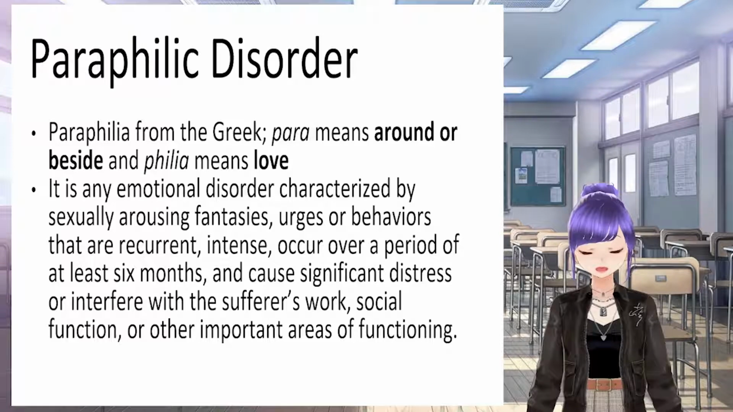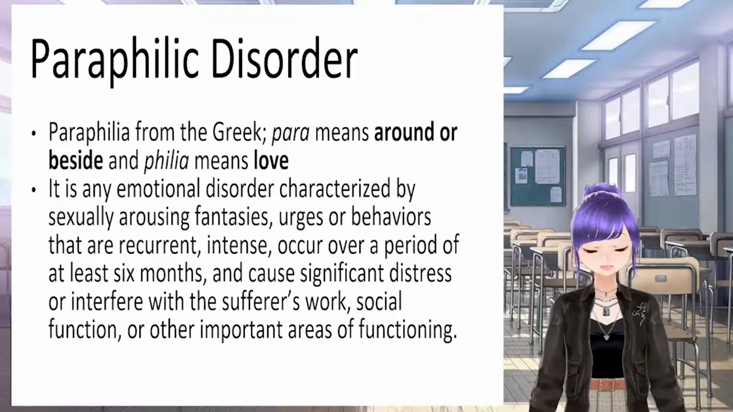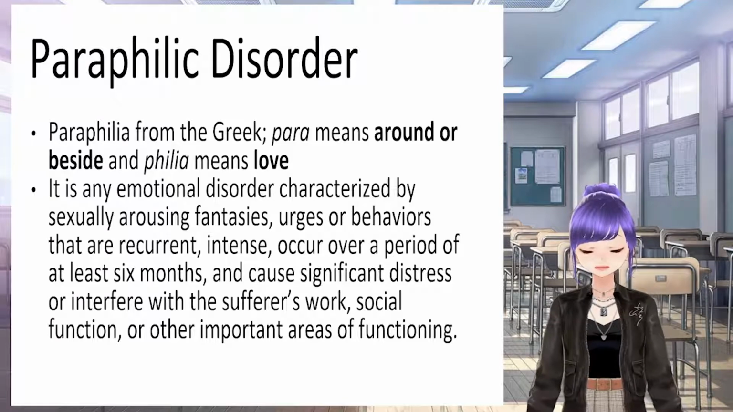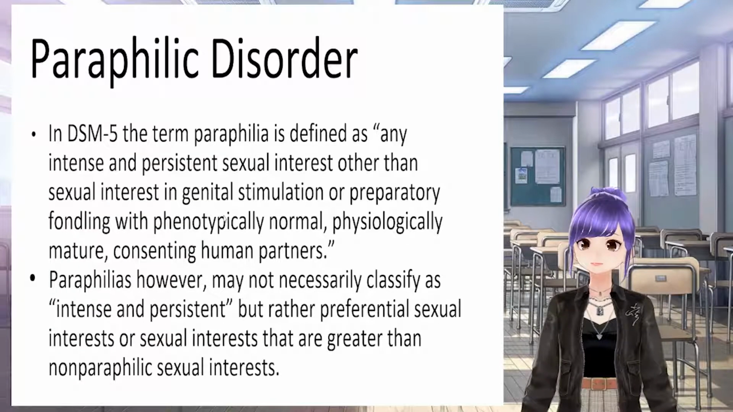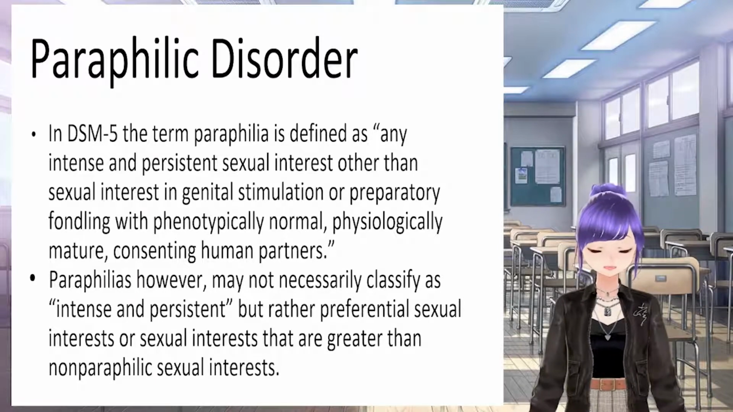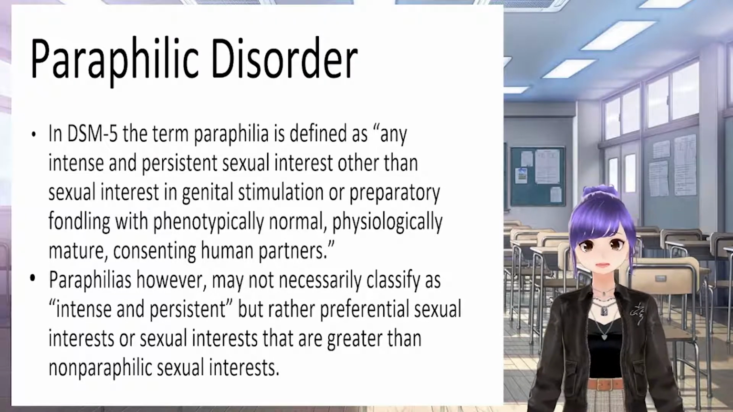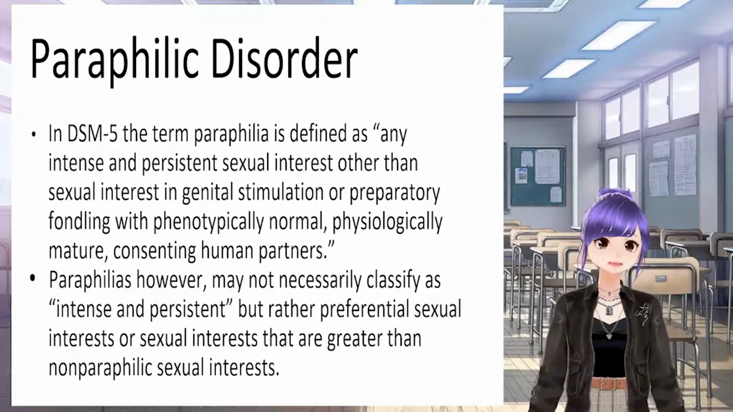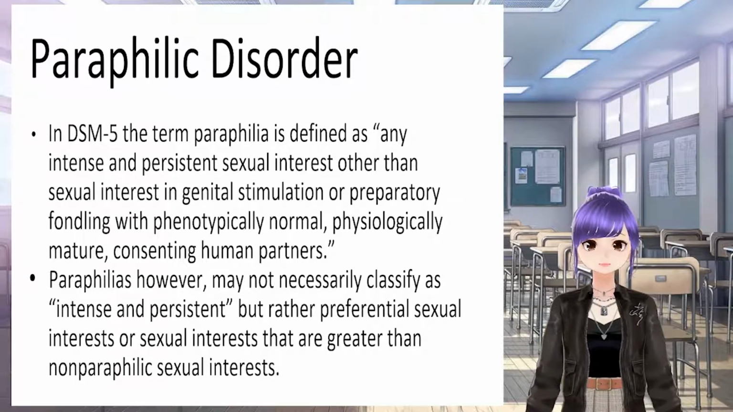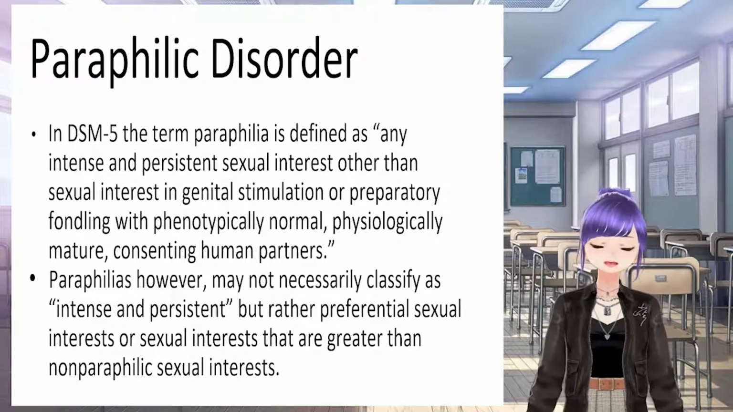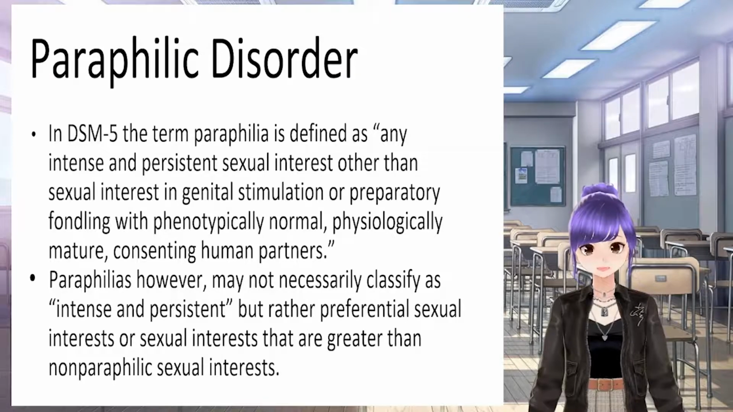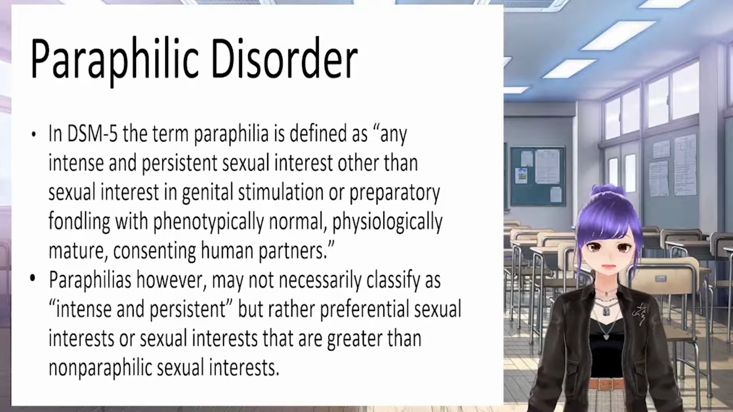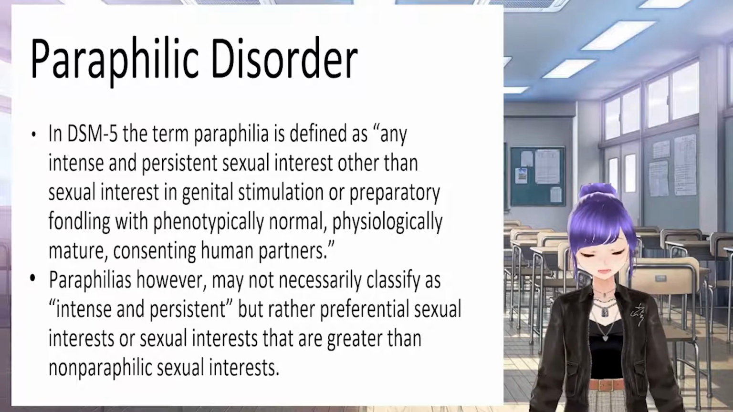This is as opposed to sexual variants, which are sexual behaviors that are not typical but are not part of any illnesses. So, in the DSM-5, the term paraphilia is defined as any intense and persistent sexual interest other than the sexual interest in genital stimulation or preparatory fondling with phenotypically normal, physiologically mature consenting human partners. Paraphilias, however, may not necessarily be classified as intense and persistent, but rather a preferential sexual interest greater than non-paraphilic sexual interests.